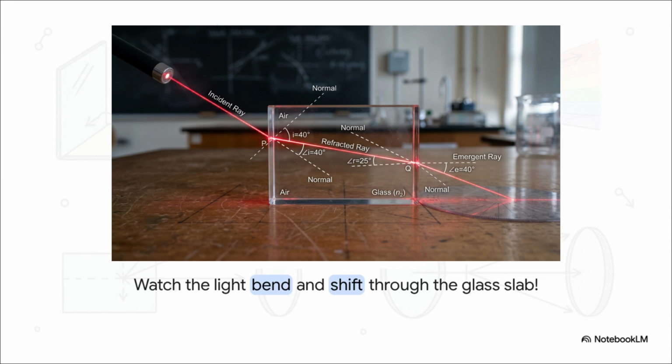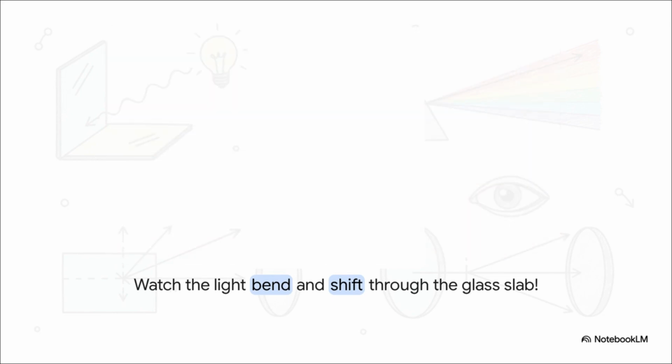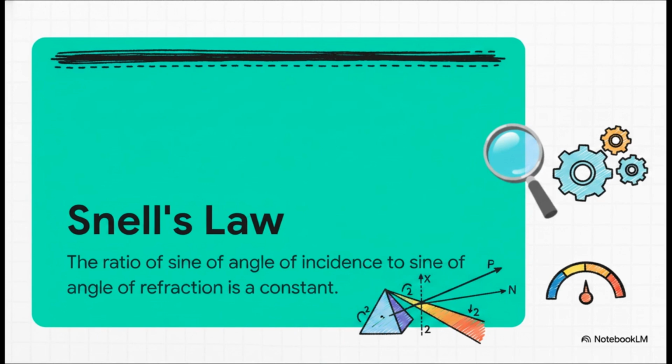Then, as it exits back out into the air, it speeds right back up and bends away. The real magic here is that the emergent ray coming out the other side is perfectly parallel to the original incident ray, it's just been laterally shifted over a bit. And just like with reflection, refraction has an ironclad mathematical rule.